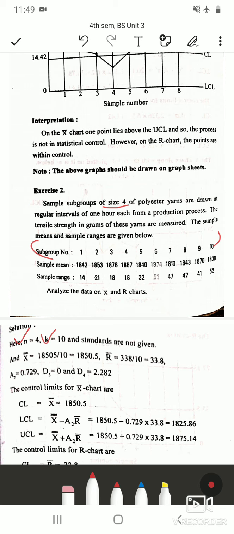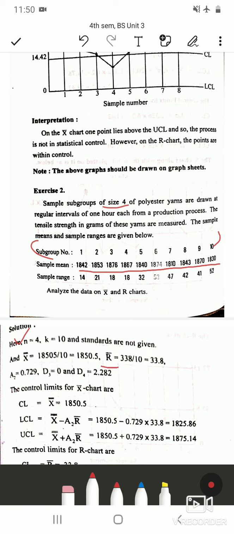Now we have to calculate X double bar because standards are not given. So what is X double bar? It is summation X bar by K. So K is 10, so divided by 10. And what is summation X bar? You have to add all these values. When you add, you will get 18,505. So your X double bar will be 1850.5. Next is to find out R bar.